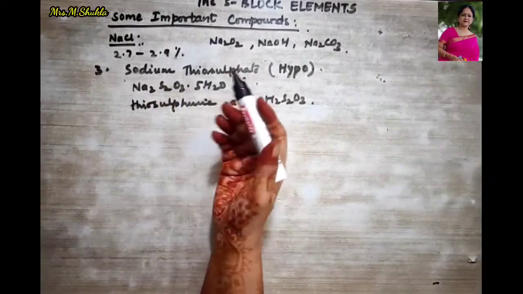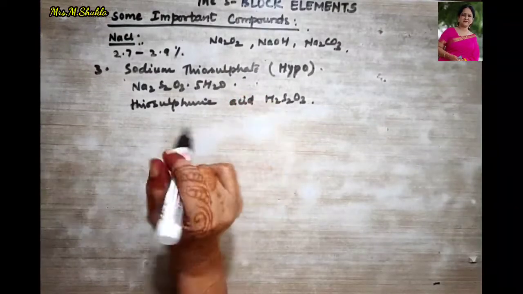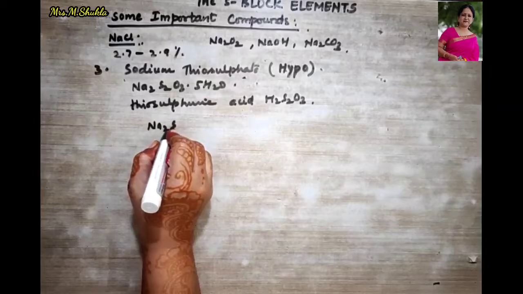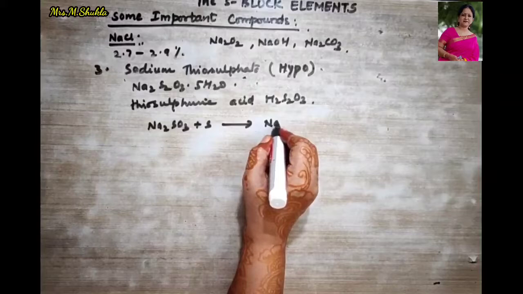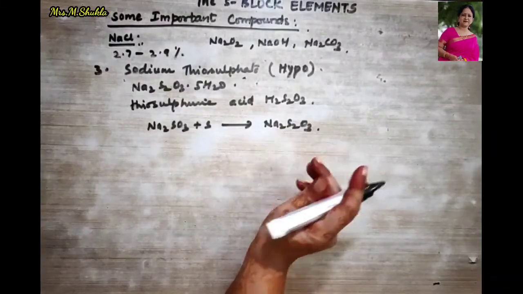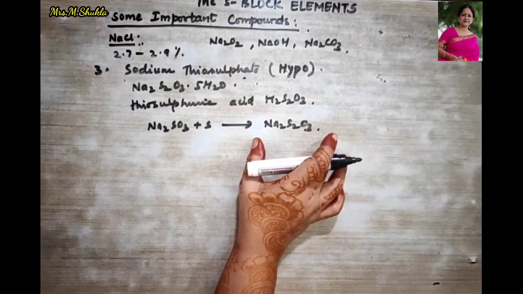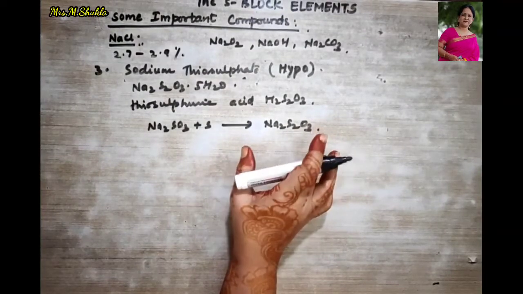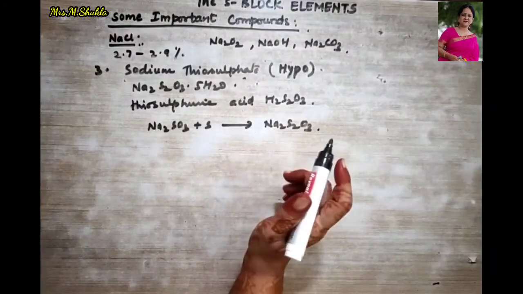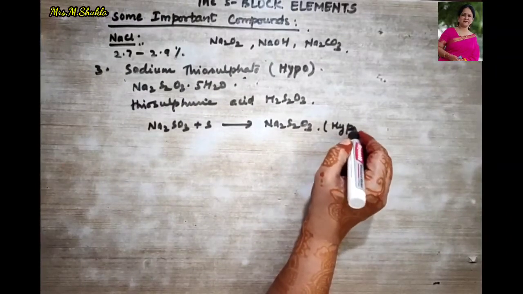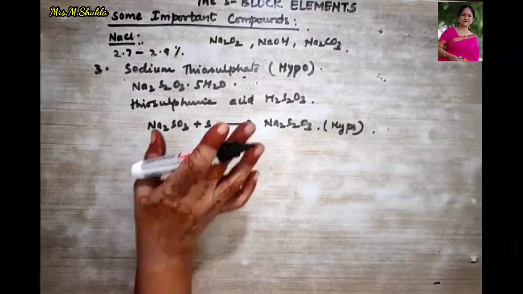Now how is it prepared? It is prepared by boiling sodium sulfite with sulfur powder. So let's see this: Na2SO3, sodium sulfite, with sulfur powder, and we obtain Na2S2O3. What is this? Your sodium thiosulfate, right? The excess sulfur is filtered off and the filtrate is concentrated to get the crystals of hypo, right?